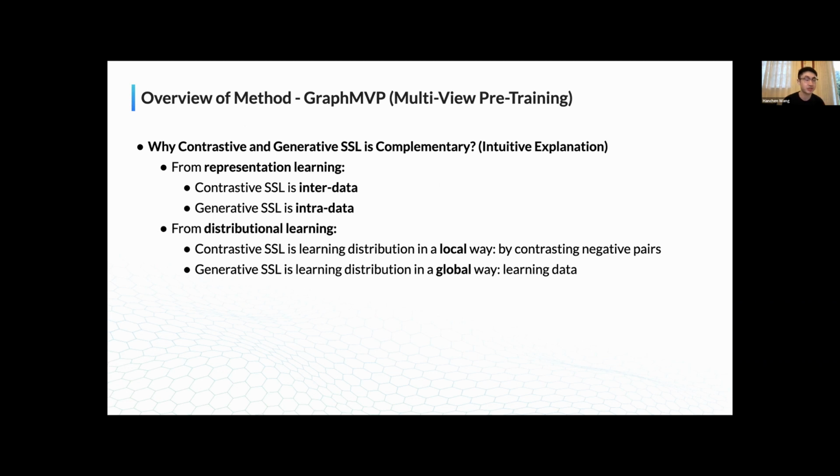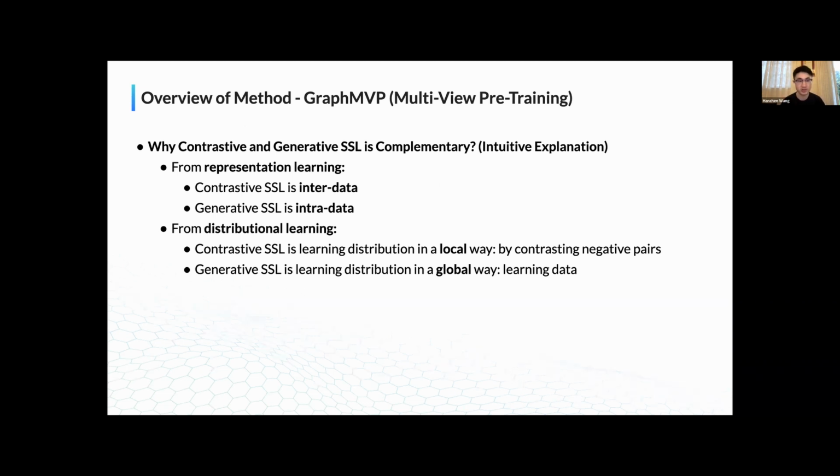From the representation learning perspective, contrastive self-supervised learning is on the inter-data level, so it focuses on the relationship between different data points, and generative SSL is on the intra-data level, so it is more likely to learn the data distribution of the data points themselves. And from the distribution learning perspective, contrastive SSL is doing distribution learning at a local level, while generative SSL is doing it at a global level.